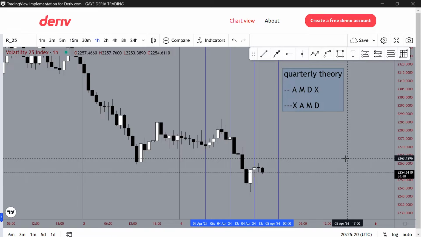So the daily whole 24-hour candle can be divided into 4 quarters, 6 hours each. Within each 6-hour time period, it can further be divided into quarters. That's 90 minutes each to get the 90-minute cycles.